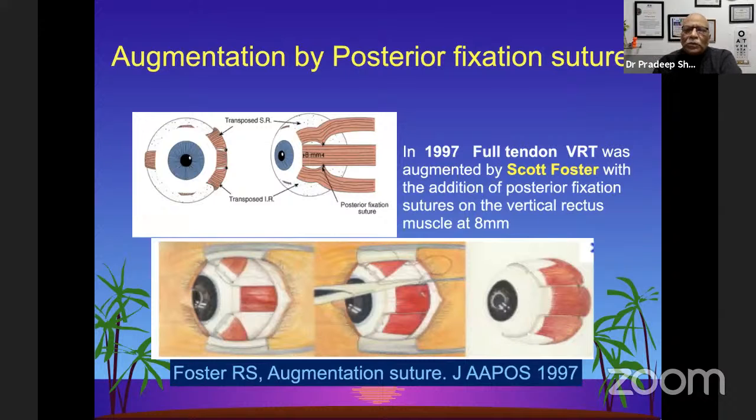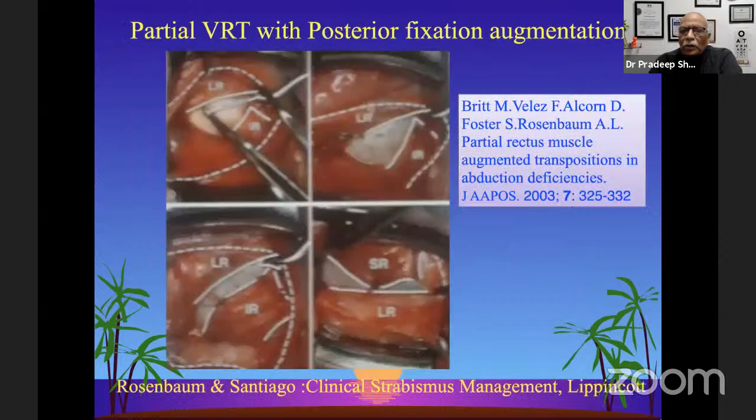So augmentation of these procedures was also suggested by Scott Foster in 97 for the full tendon VRT. And then later on, Rosenbaum's group described the posterior fixations on the partial VRT. That means the lateral halves of the superior and the inferior recti were used to get the vector force for the lateral rectus, which was paralytic. But since half of the muscle is used and the force is less, you can augment the effect by using the posterior fixation, 8 millimeters behind, where non-absorbable 5-0 sutures are passed. So this we have found very useful.